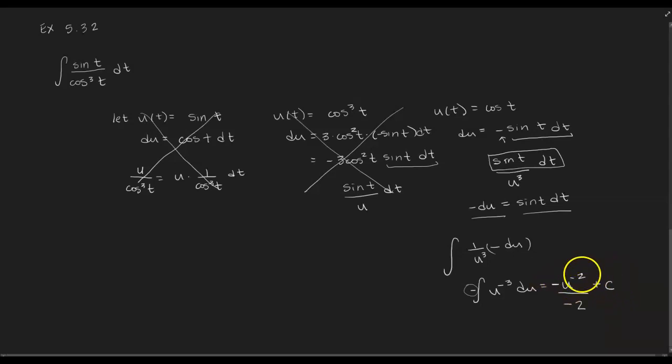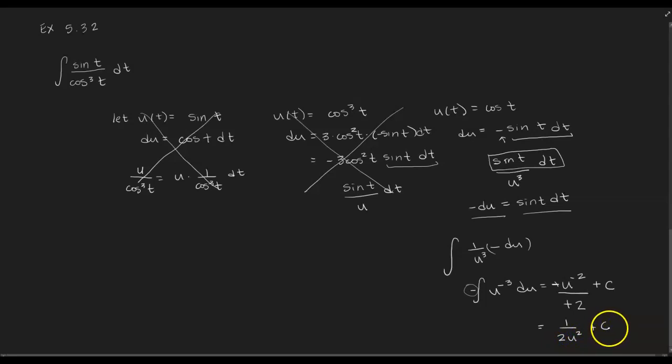We have negative u to the negative 2 over negative 2. Let's simplify the double negative so that we have a positive. And if we'd like, we can rewrite u to the negative 2 as 1 over u squared. So we can have 1 over 2 u squared plus c.